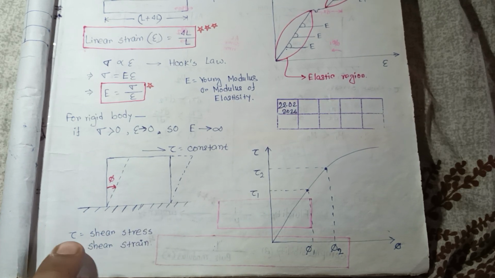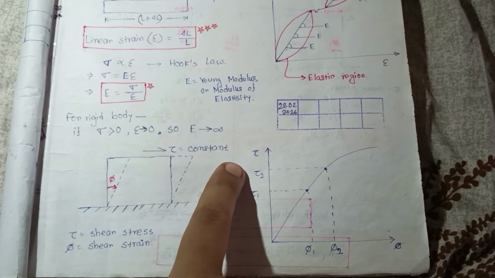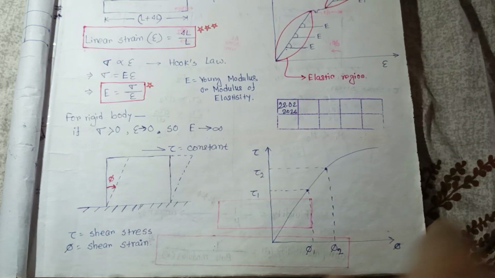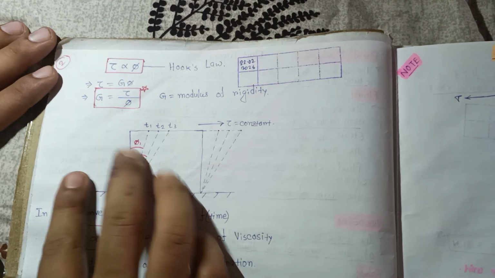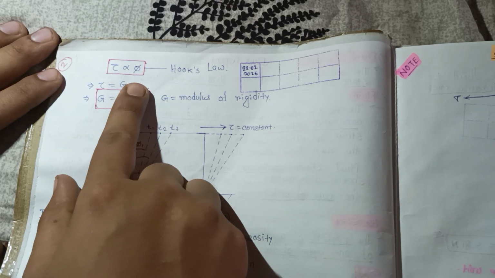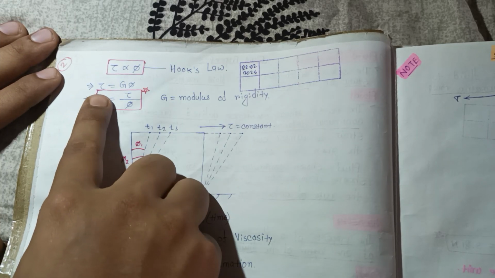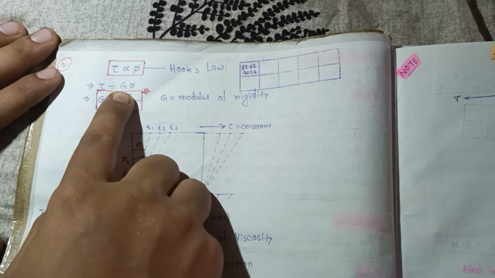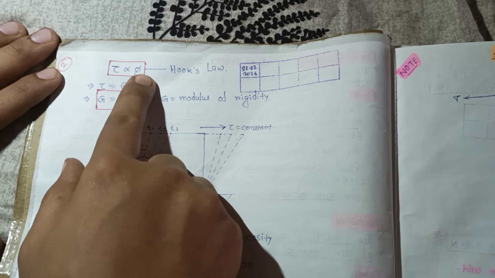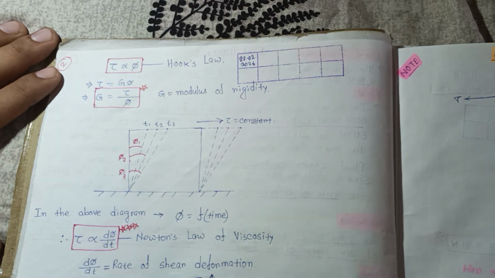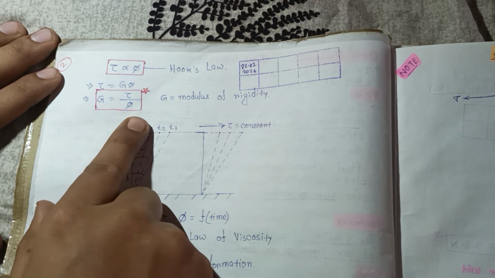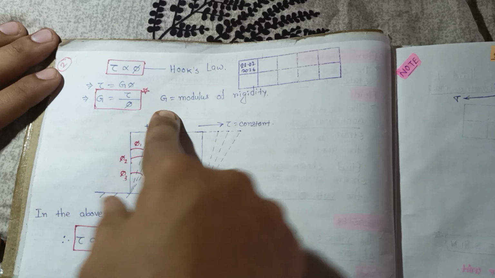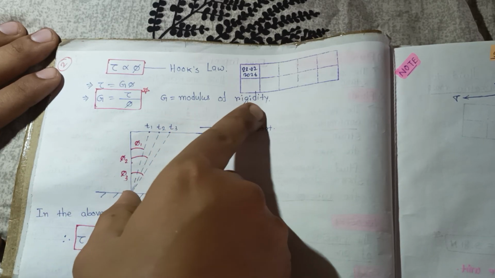Phi is the shear strain and tau is the shear stress, and this is the graph between shear stress and shear strain. From Hooke's law we know that tau is proportional to the strain, so tau equals G into phi. Here phi is the shear deformation. From here, G equals tau by phi, where G is the modulus of rigidity.